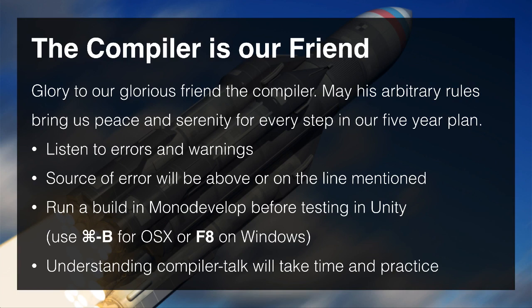The second one is you can run a build in MonoDevelop before you test in Unity, and you can use the shortcut Command B on OS X or F8 on Windows to run a build. What that will do is highlight the lines of code that have warnings or errors attached, even before you jump into Unity, so that you can make sure that your code can run correctly, or at least compile correctly, before you get to your game.